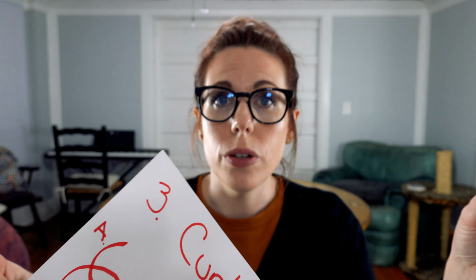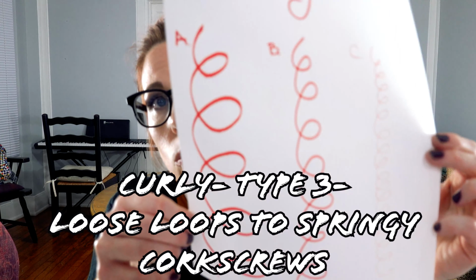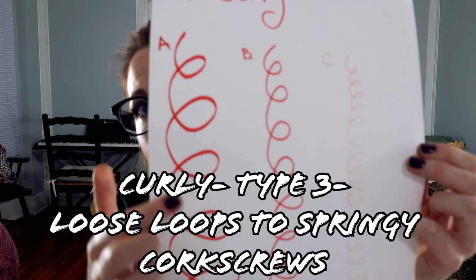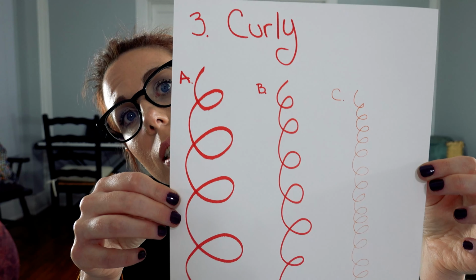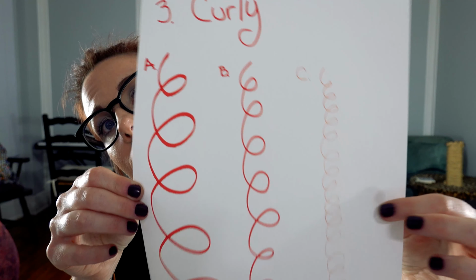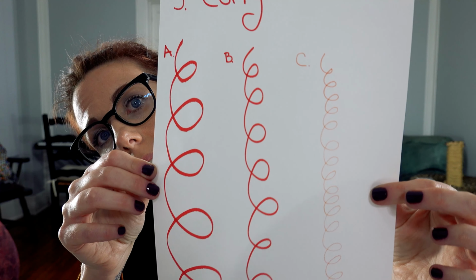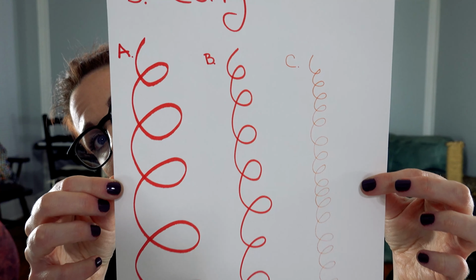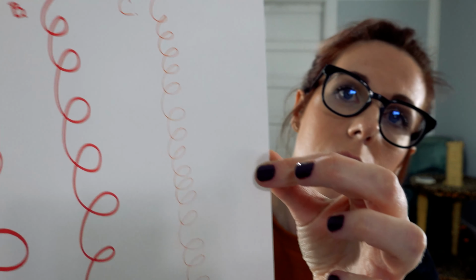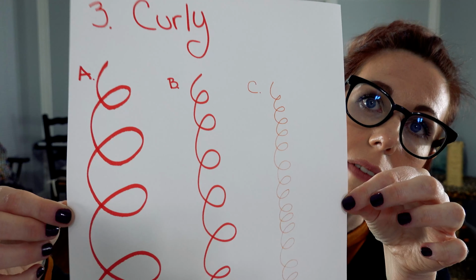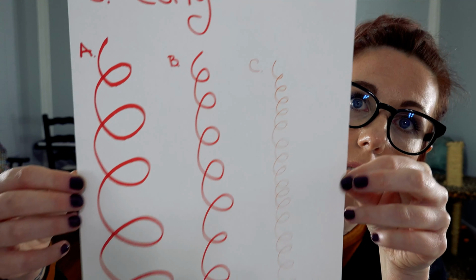A curl is gonna have anywhere from a loose loop to a tight corkscrew. So again, A is gonna be the widest, and this is per strand. B is going to be a medium, and then C, perhaps I should have made these a little bit darker, but C is gonna be the smallest. You can kind of see there. That's curly.